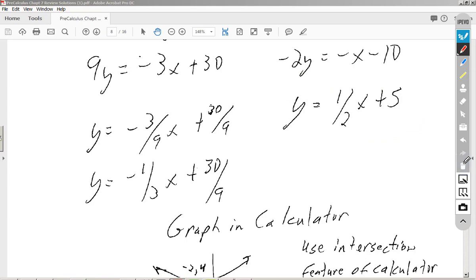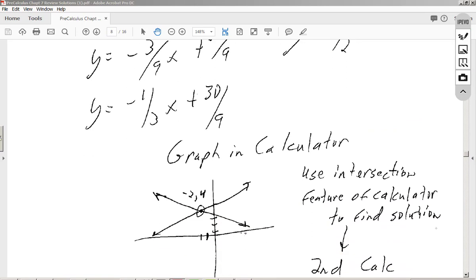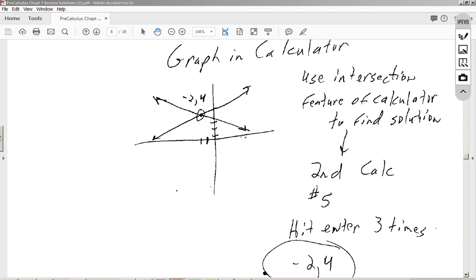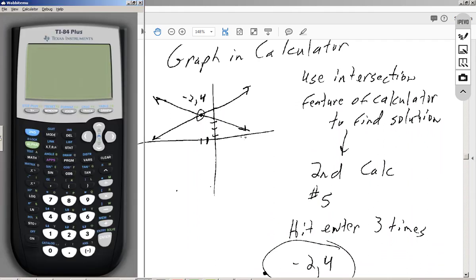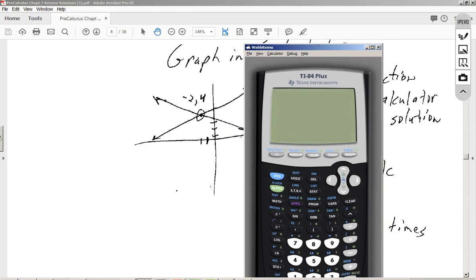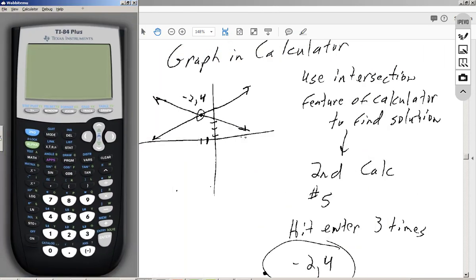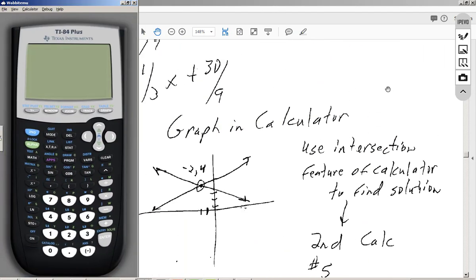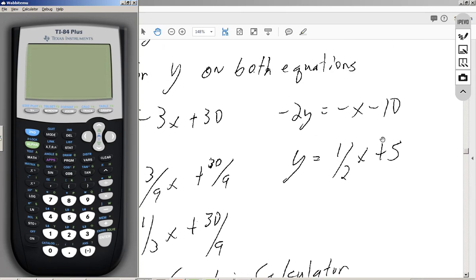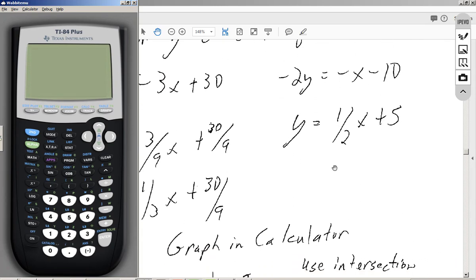So now I'm going to go ahead and graph this in my calculator and use that intersection feature of the calculator to find the solution. So using my calculator, I can go ahead and substitute this equation into my calculator. Let's see if I can move my calculator over. And maybe I'll just scroll down and take a look and see what those two equations are. So here's my equation.